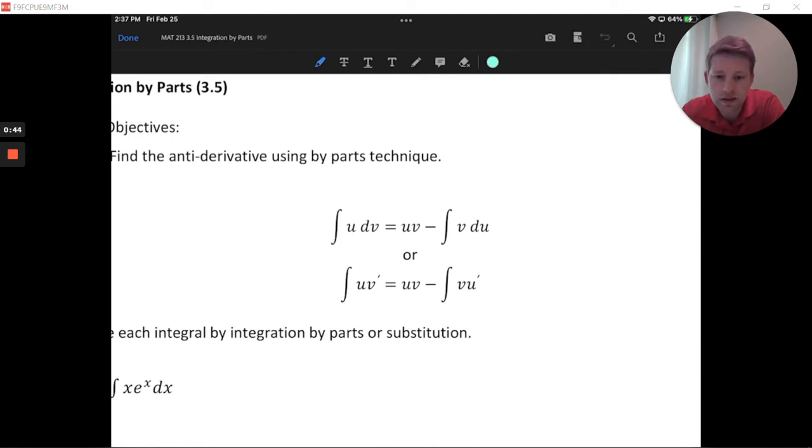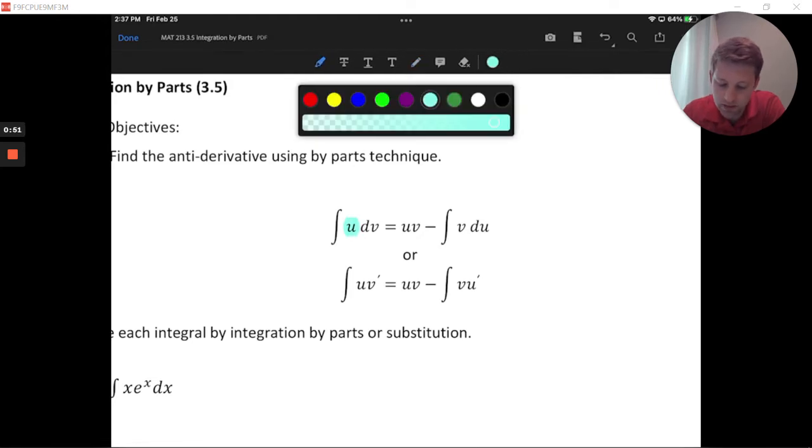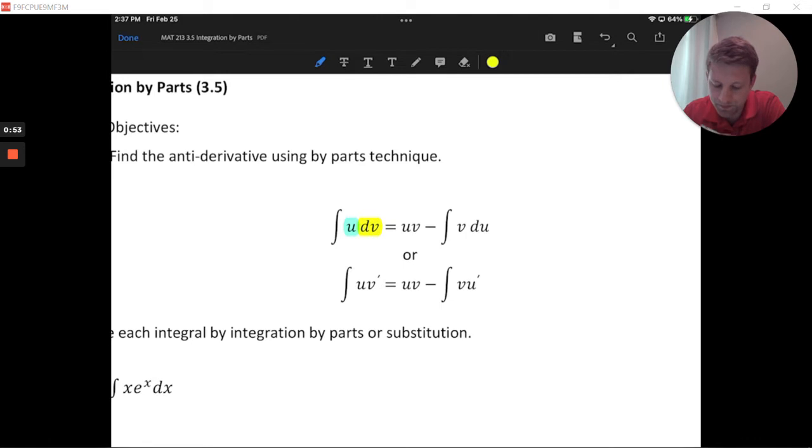So this technique is going to be based off of finding a u function and finding a dv function. And by definition, this will result in a uv product minus a new integral of v du. So we're going to consider both u and v as two functions of x, and dv and du are the derivatives of those two functions.